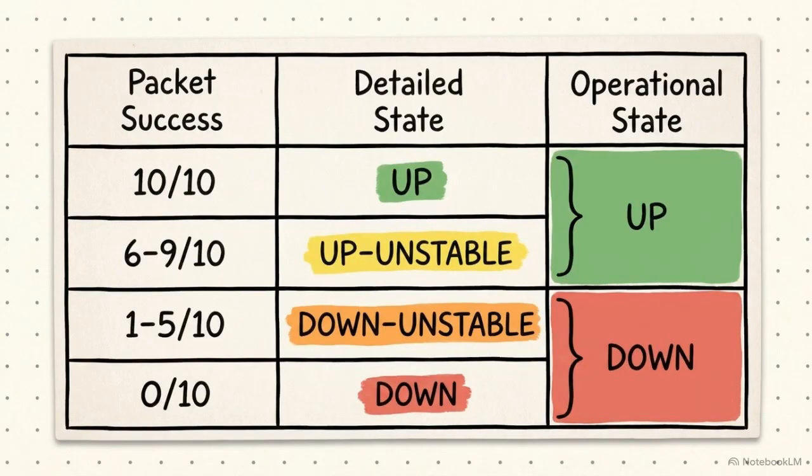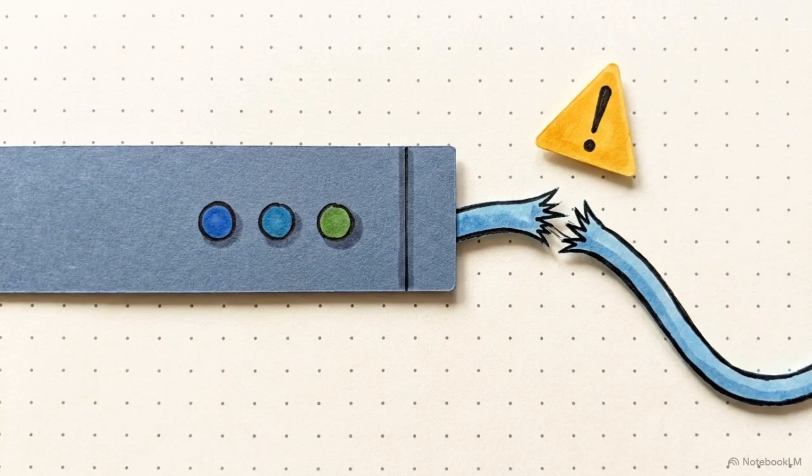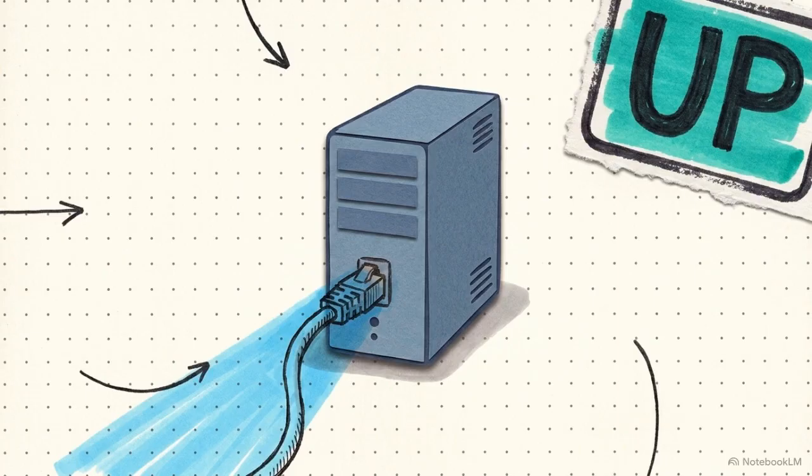Based on the 10-packet success rate, we assign one of 4 detailed states. These range from a perfect up to up unstable, down unstable, or a completely dead down. We then map that detailed volatile state into a normalized operational state. If a link drops 2 out of 10 pings, it is technically unstable. But it still passes production traffic. Therefore, its macro operational state remains safely marked as UP.